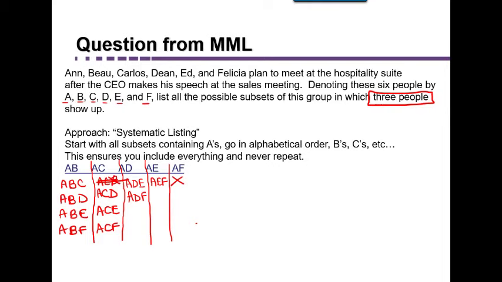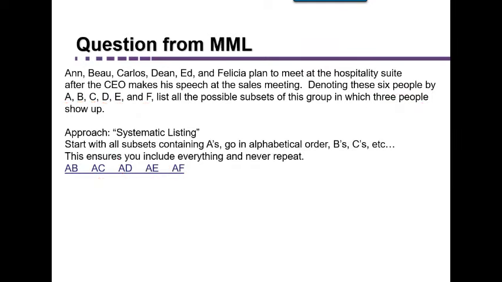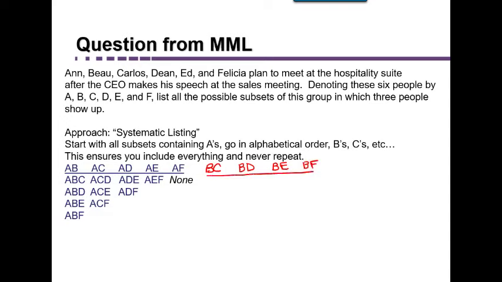Again, we won't go back to B or C because we've already listed those. So we would say A and D could go with E, or A and D could go with F, and we've run out of possible letters, as we can't go backwards in the alphabet and repeat. So now we're going to go AE. We could have AEF, but there's nothing left after that, so we're done. We could try A with F, but since we can't go backwards in the alphabet and there's no G, there's nothing that would be going there.